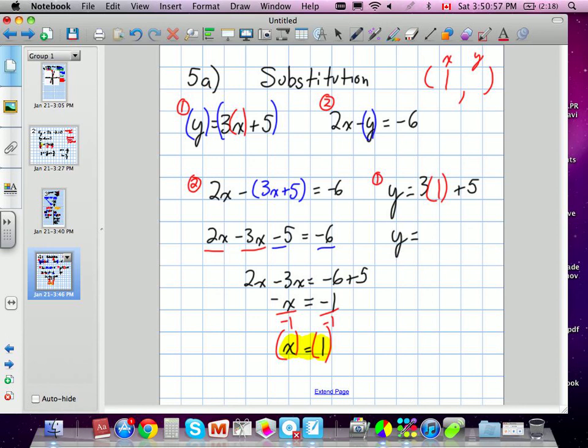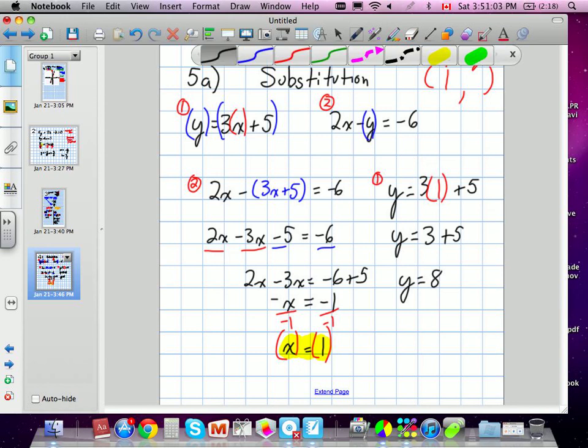Y is equal to 3 times 1 is 3, plus 5. Y is equal to 8. So our answer is the point of intersection between these two lines. These two lines will cross each other when x is 1 and y is 8 on the graph. That's where the two lines would intersect each other.